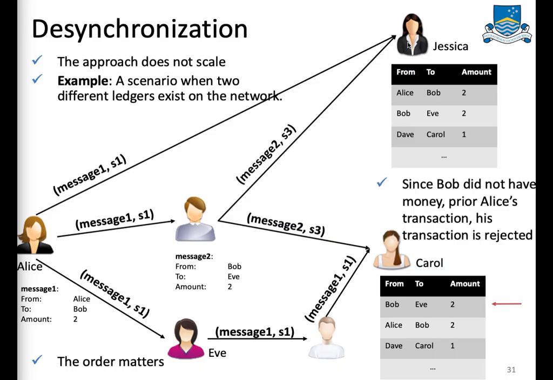While in Jessica's ledger, the transaction is accepted, since by the time she gets the message from Bob, she has already received a transaction message from Alice. So you can see here Alice is directly connected to Jessica, and here the transaction will actually propagate a bit slower because it goes through Bob. As a result, we have two different versions of the ledger on the network, and obviously the order in which transactions are received does matter and might cause desynchronization in larger networks.